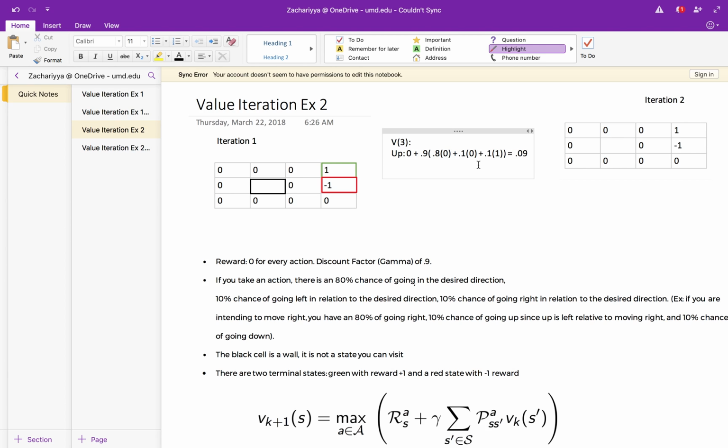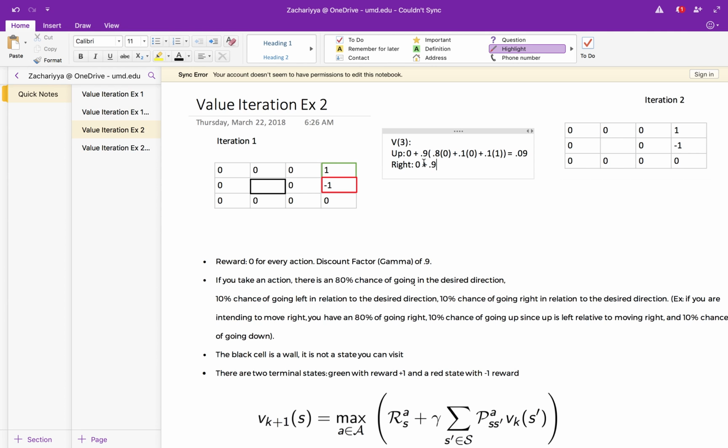Okay. So what if we tried going to the right? It should be pretty clear that that's probably the best thing to do because you are heading towards this nice green terminal state of 1. So you are doing a very similar thing.